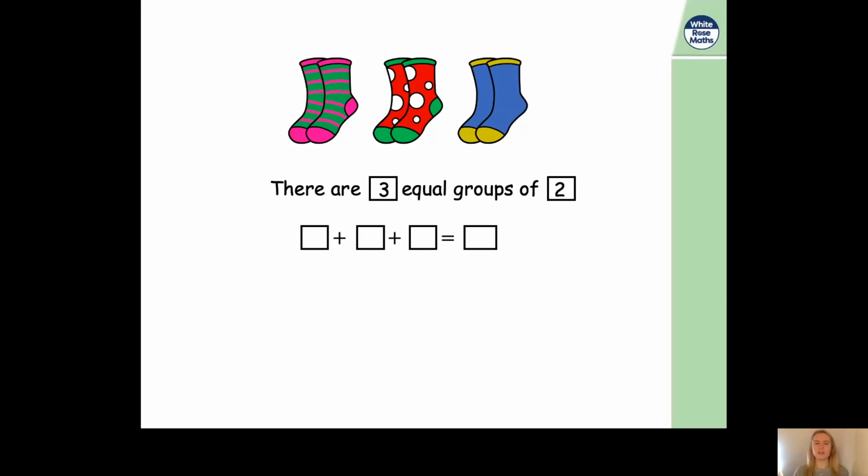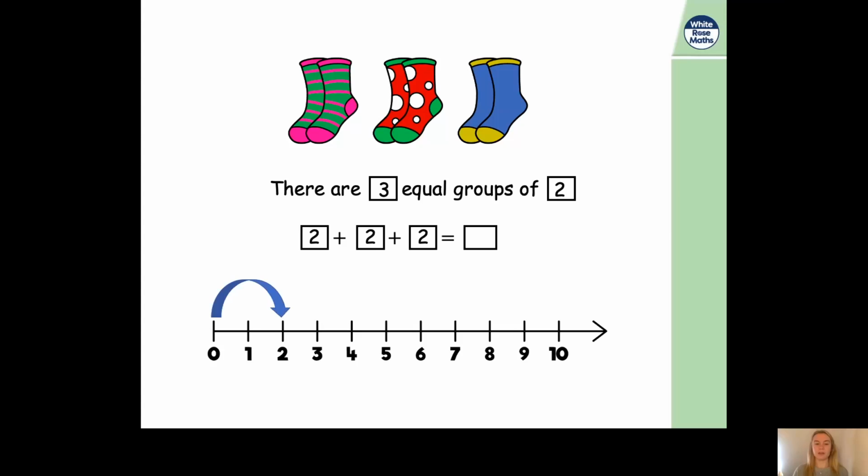Now, if we were going to write a number sentence for this, what would it be? Because we've got three equal groups of two. So that means we're going to have to add two three times, aren't we? So we're going to do two, add two, add two. Now, what's the answer to that? Let's use our number line to help us. So first, let's add a two, then the second two, then the third two. Yes, the answer's six, isn't it? Fantastic if you got that right.